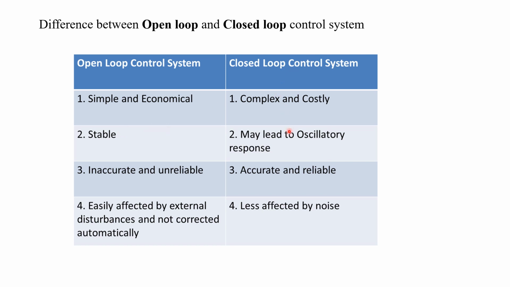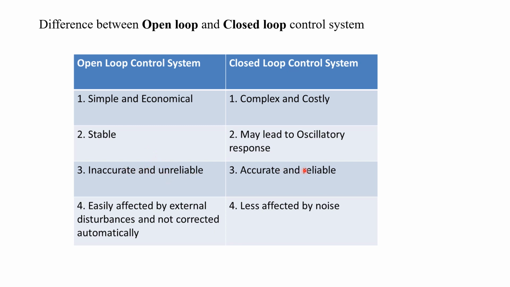The closed loop control system will lead to an oscillatory response. That is, due to the disturbances, if the output variable is affected, or if the tank level is affected, there will be an increase as well as decrease in the tank level during the adjustment. So this will lead to an oscillatory response. Then the open loop control system will be inaccurate as well as unreliable. That is, we cannot rely on the open loop control system because it will be inaccurate due to the disturbances. If the output is affected, it will keep that as such. It will not correct that output value, so it is inaccurate as well as unreliable.